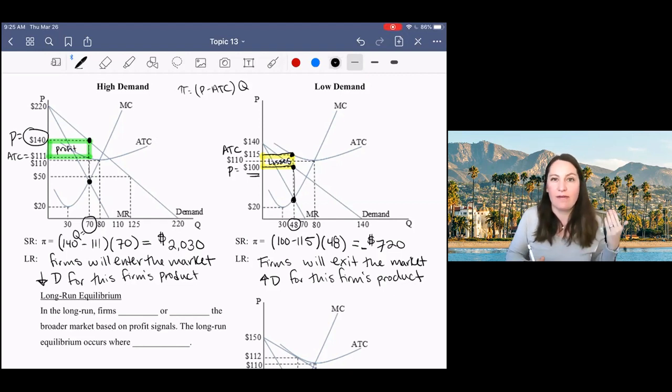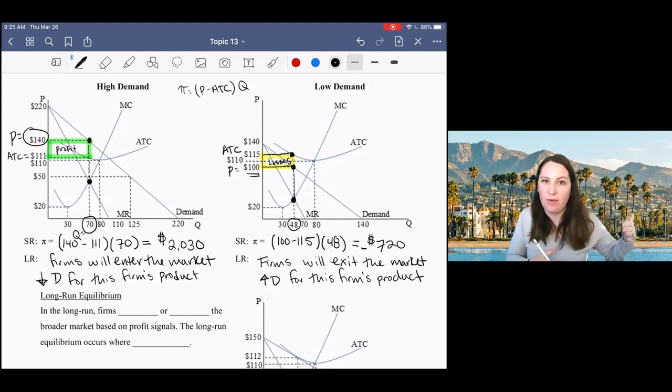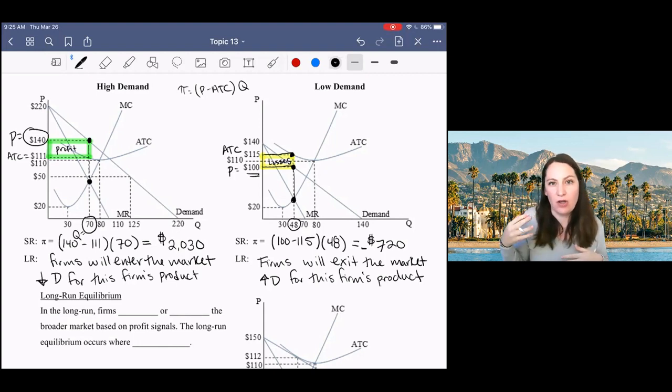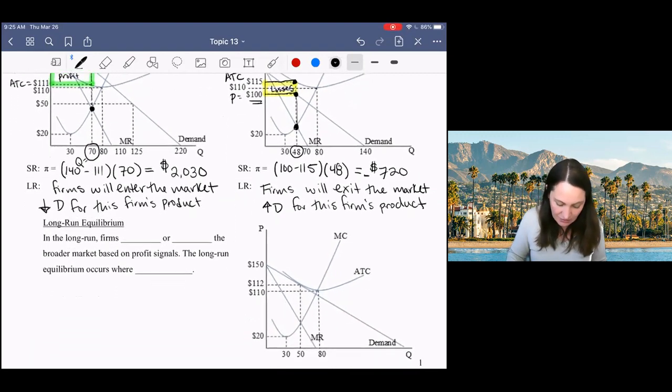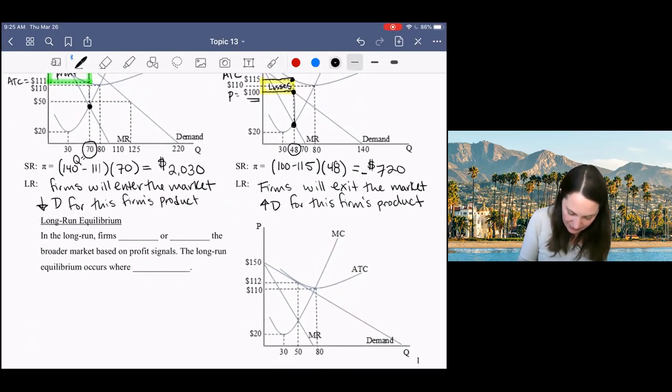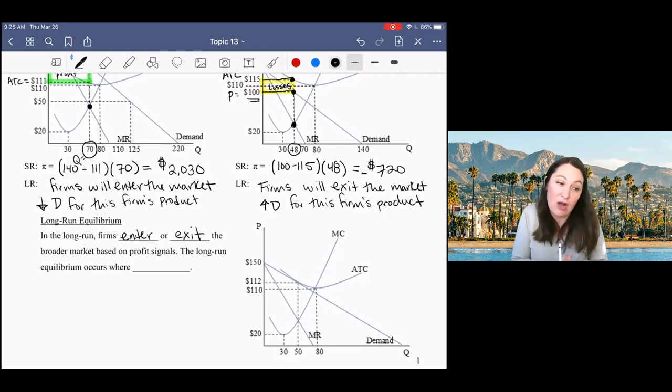So in the long run, if profits are positive, firms enter, pushing profits down. In the long run, if profits are negative, firms are going to exit, pushing profits up. And so just like in perfect competition, firms will be entering or exiting the market until profits are equal to zero. And so the long run equilibrium here occurs where profits are equal to zero.